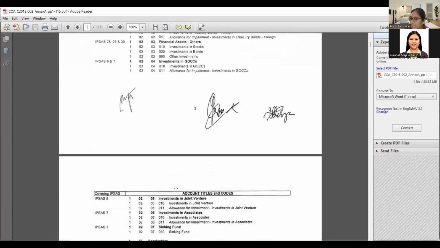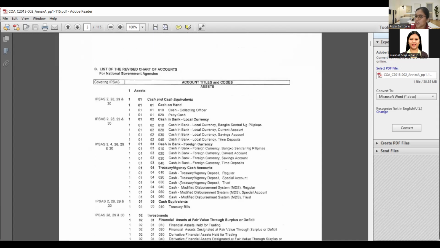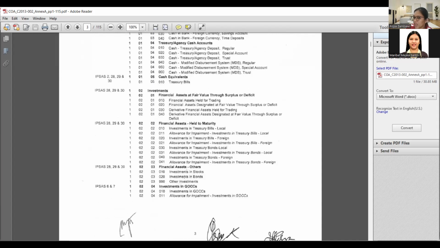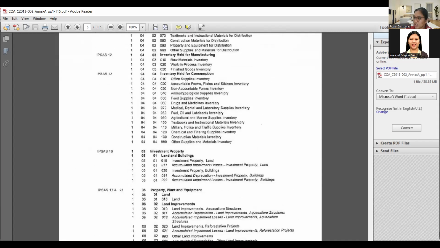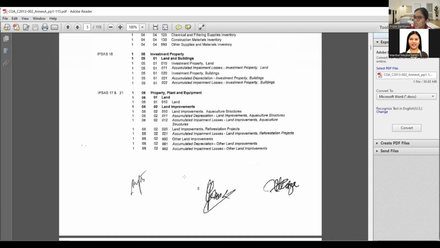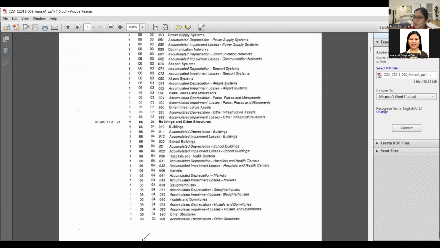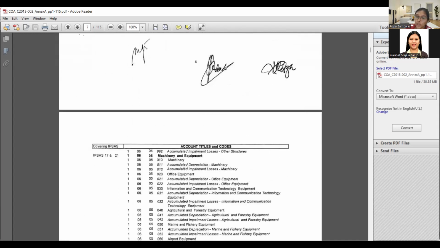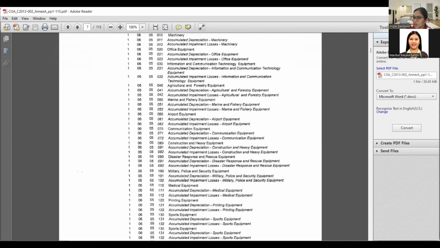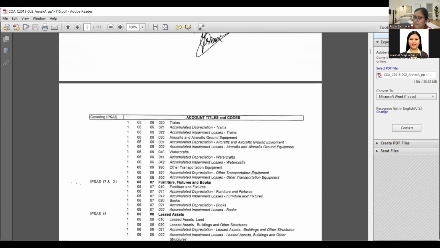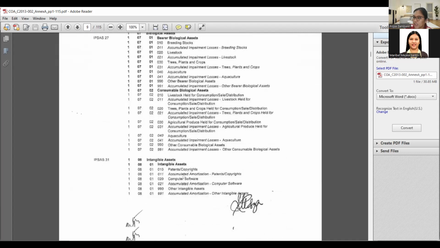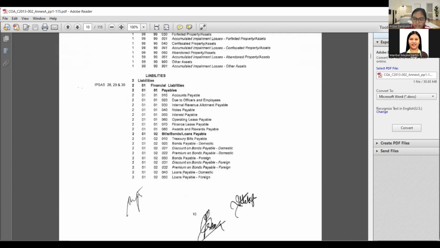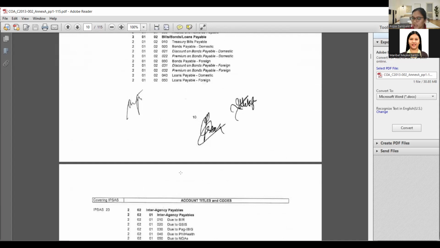So these are the assets, no? As you can see. So may cash, may investments, may receivables, inventories, investment property, PPE, infrastructure assets, buildings. Don't worry class, hindi ko rin yan nakakabisado. Machinery and equipment, furniture and fixtures, lease assets, biological, etc. Then we have now your liabilities.